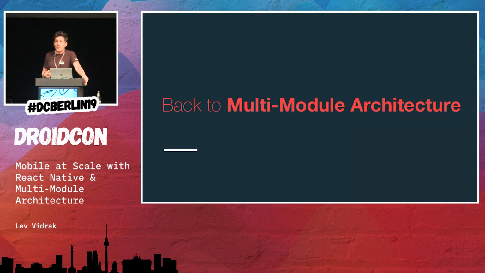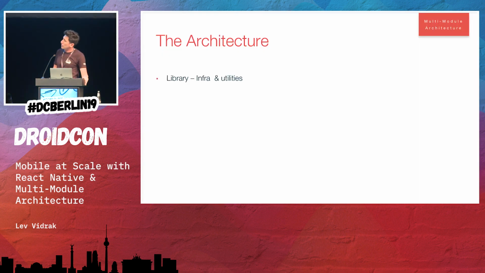Let's go back to the modular architecture that we want to implement. Now that we understand how React Native works, the state of React Native, and why we picked it. So in our architecture, we want to support 3 kinds of entities. First of all, we want to be able to develop an encapsulated library, which is responsible for some infrastructure functionality. For example, dealing with notifications or dealing with camera functionality. There is no business logic in this library.